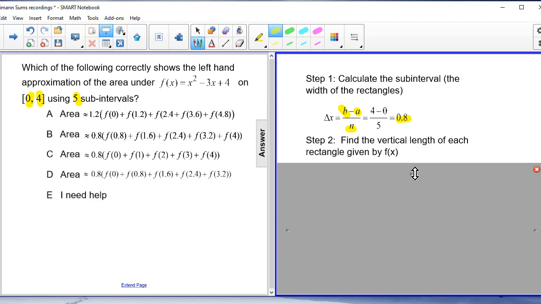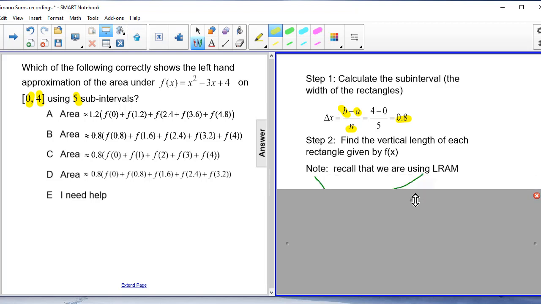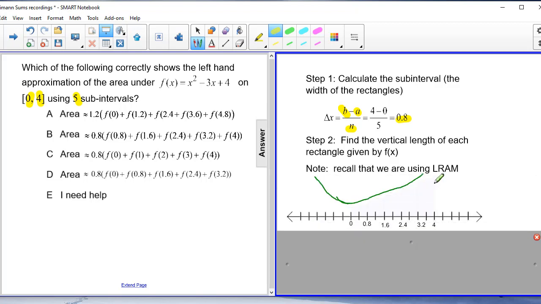Step 2 is we're going to find the vertical length of each rectangle, and that's given by the value of f of x at each interval. Also recall that we are using the LRAM, the left-hand approximation, and this green line crudely represents the curve f of x. So our first rectangle is going to start at the far left side at 0, and the height of that rectangle is going to be as high as the curve. So notice that the left corner of that rectangle is touching the curve, and the width is 8/10.